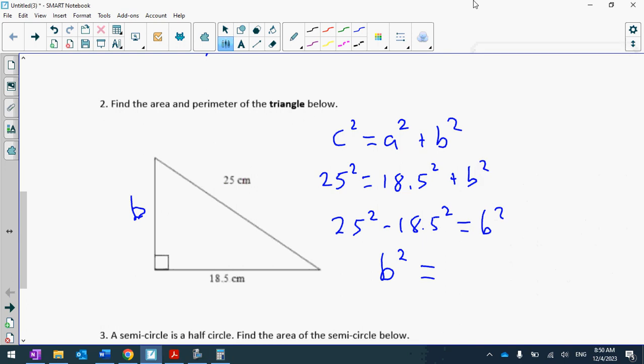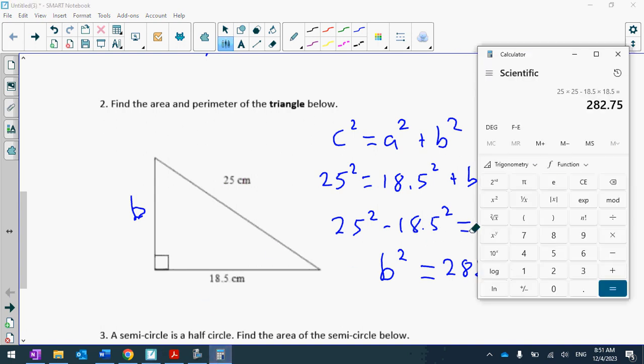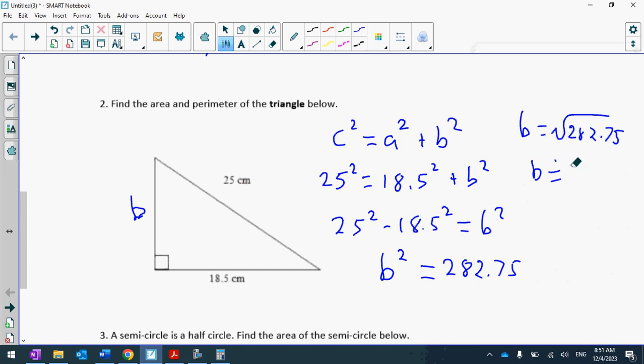Gives me 282.75. So B will be the square root of that answer. And on here, that's my square root button on this calculator. It gives me about 16.8, and we'll say that that's close enough.